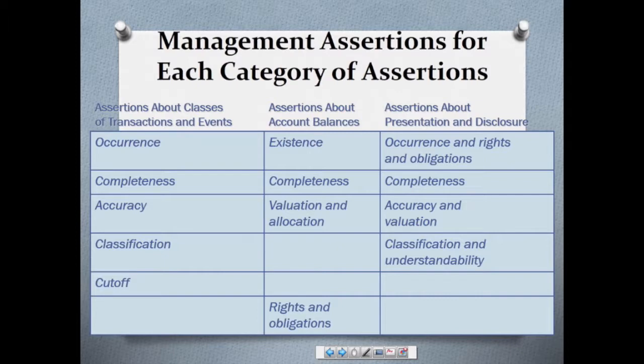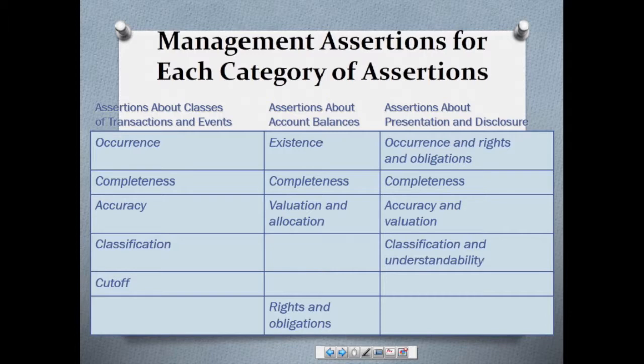Remember the assertions, the auditor is going to get evidence about assertions. So management makes assertions, and auditors gather evidence about the assertions that management makes. So audit objectives are tied to the assertions that management makes. So auditors want to get evidence that revenue reported has been earned, because management has made the assertion that revenue occurred, that it's valid, and it wasn't made to a fictitious customer. So now the auditor has to gather evidence about that.